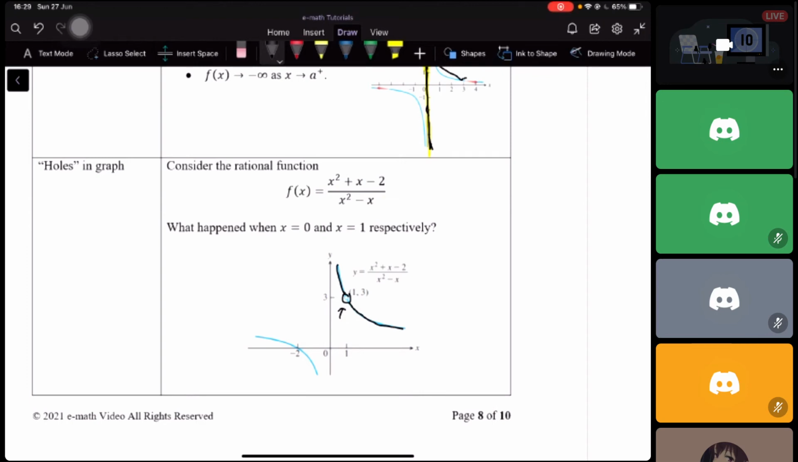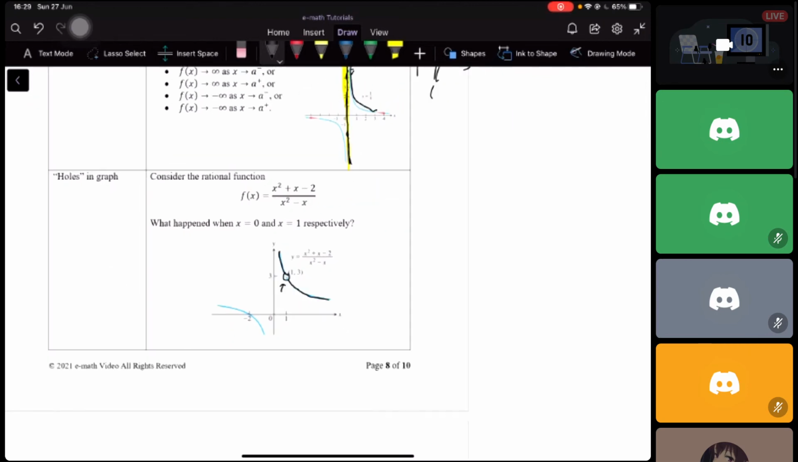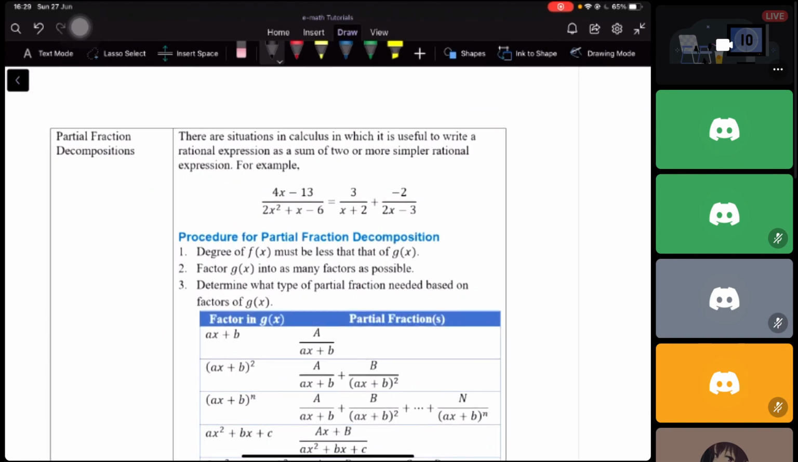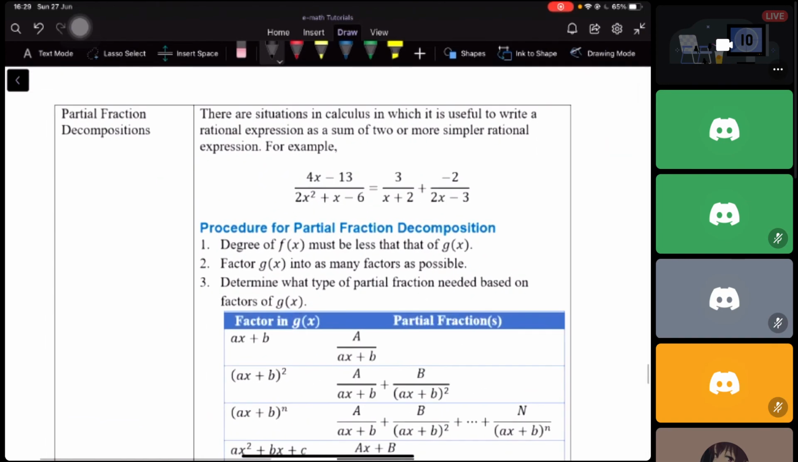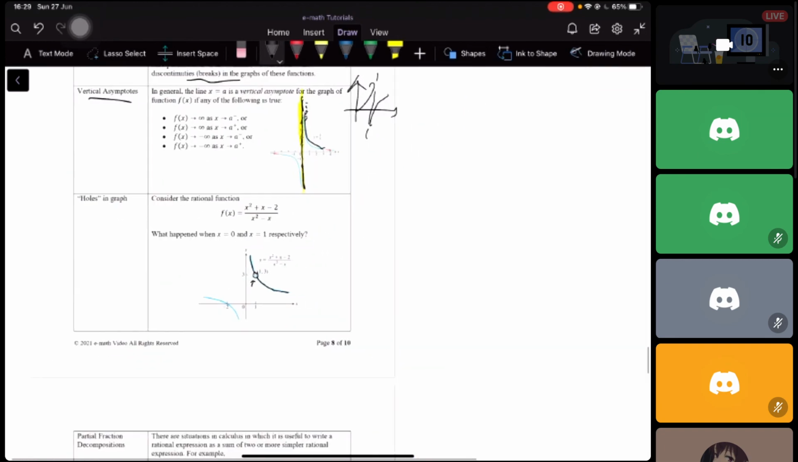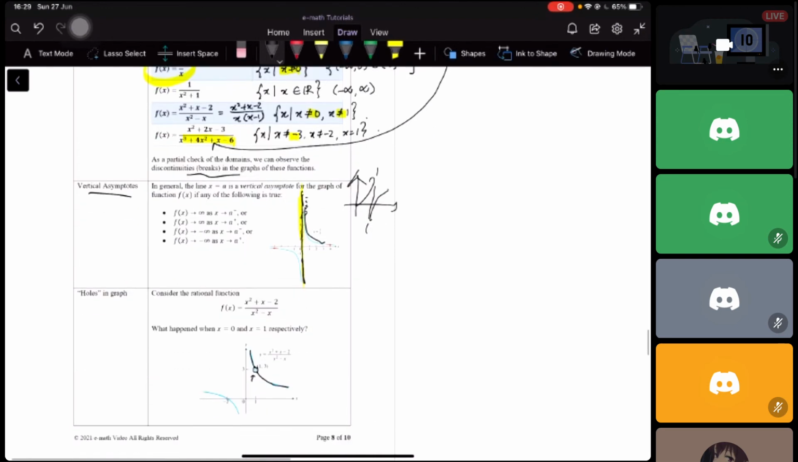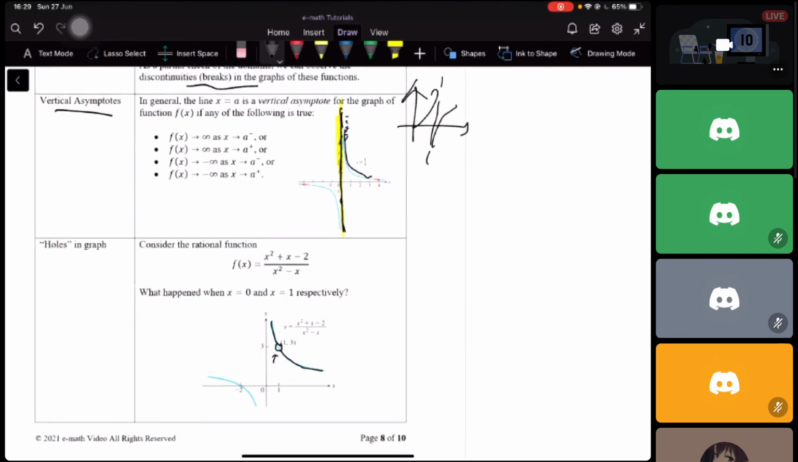Okay? We have 15 more minutes for the last part of the chapter. And I'll let you go after we do this partial fraction. Okay, so far is everyone okay? I think for rational functions, the concept is quite simple. Just that you need to know how to determine the domain, and you need to know what I mean by breaks. Okay?